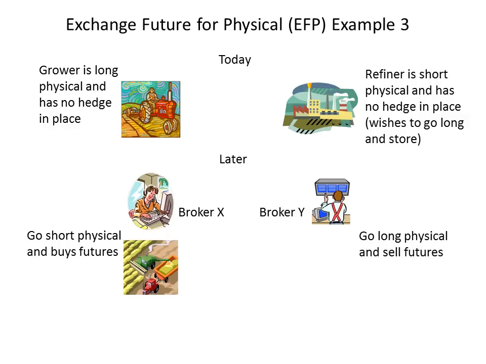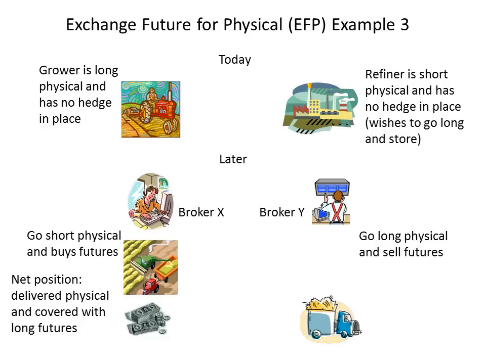Now, if the farmers cooperative does deliver the physical to the original refiner, that means that the original refinery then goes long with the physical and they will sell futures. And what happens then is that the commodity is delivered and the cash is exchanged. And so the net position then for the farmers cooperative is that they've delivered the physical and they've covered themselves with a long futures position.